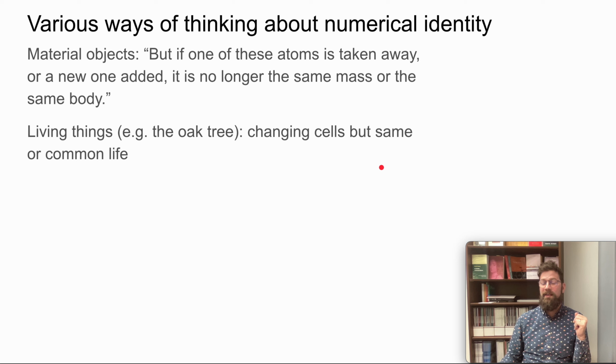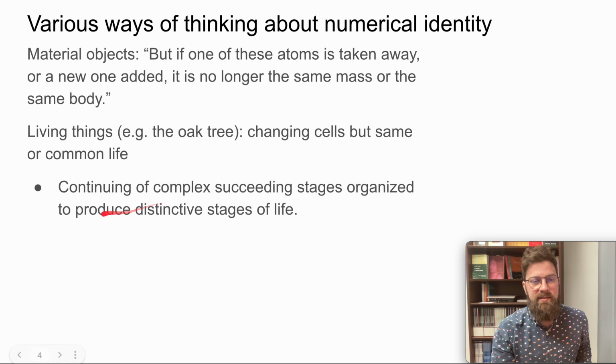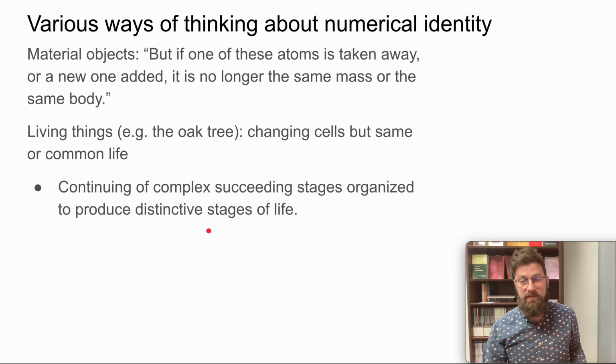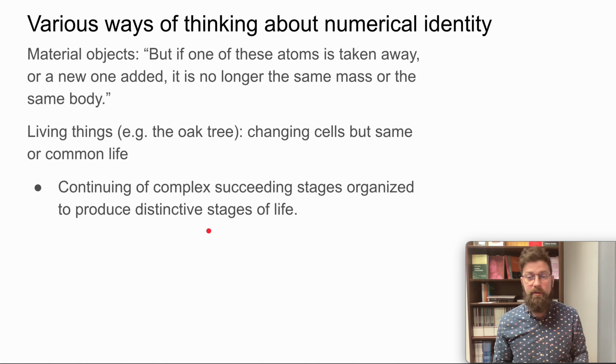But we already made this remark about, say, your body, how its parts get swapped out. We might say, look, your body is one and the same thing as your body 7 years ago, even though the cells and the molecules are being swapped out, right? You shed off some, you replace some. Locke is going to say here that we're dealing with a continuing of complex succeeding stages organized to produce distinctive stages of life. And in this way, the organization of your body towards that goal is going to be sufficient to say, look, even though this tree started out as a tiny little sapling and now it's this huge, wide, 100-foot tall oak tree, we would say that it is one thing that is numerically the same as the sapling, even though it's changing over time.